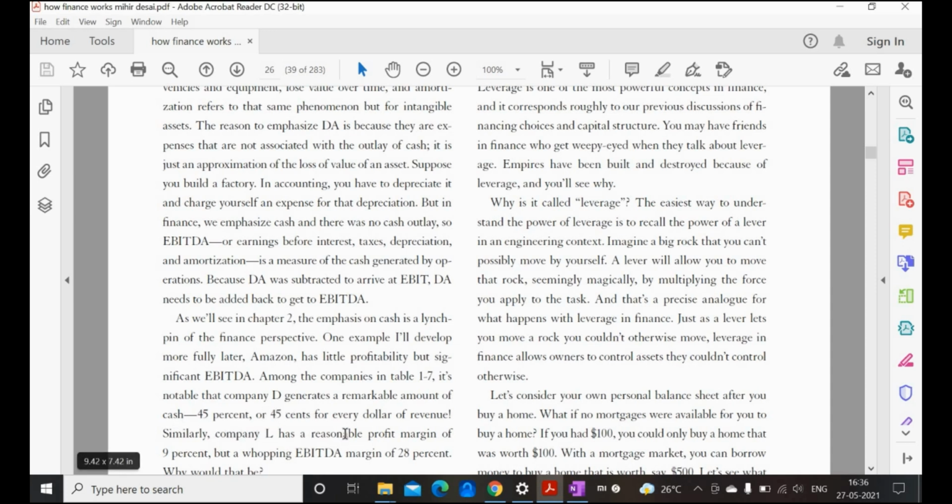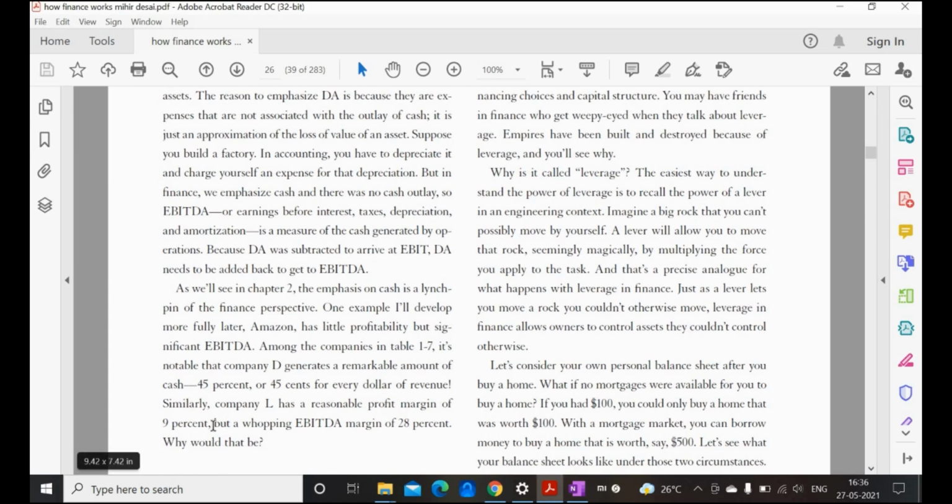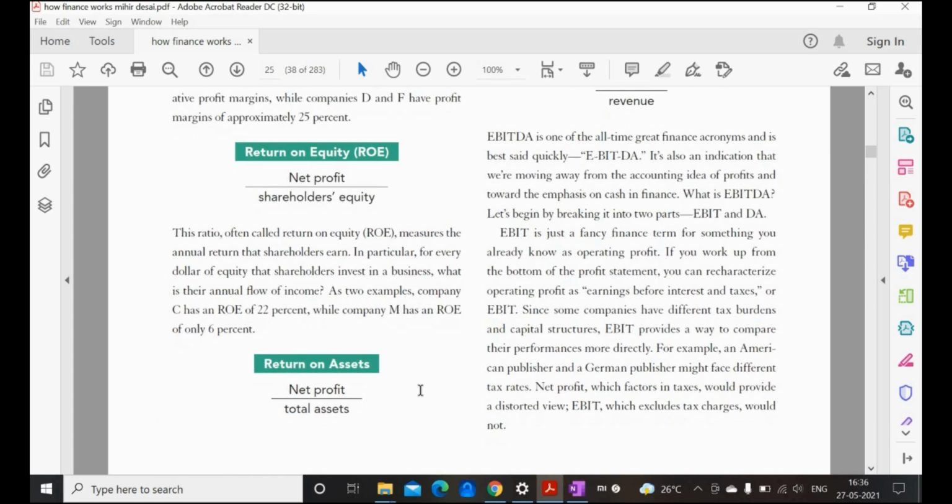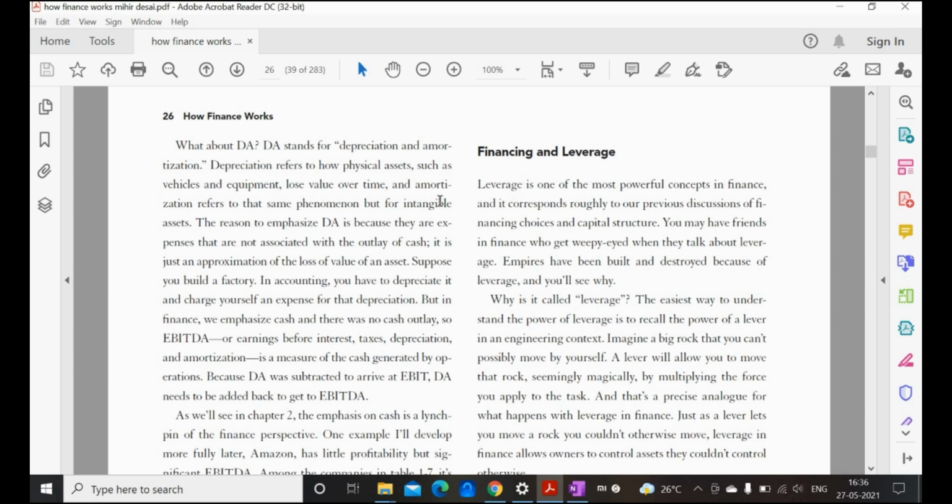Similarly, company L has a reasonable profit margin of 9%, but a whopping EBITDA margin of 28%. Why would that be? Let's see. From here, the financing and leverage concept comes, right? I will explain these terms, but first let's read it out.